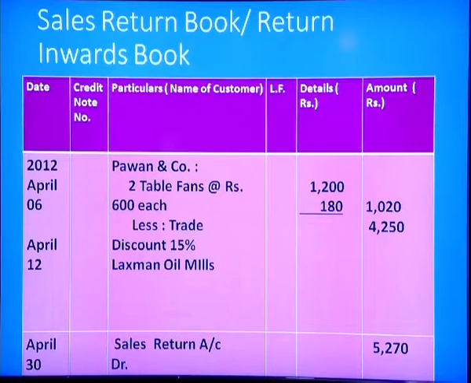From another purchaser also, some goods have been returned, Lakshmi Oil Mills. The amount is 4250. So the total came to 5270. On the same line in the particulars column, you have to write sales return account, and in the date column you have to write the last date of that particular month.